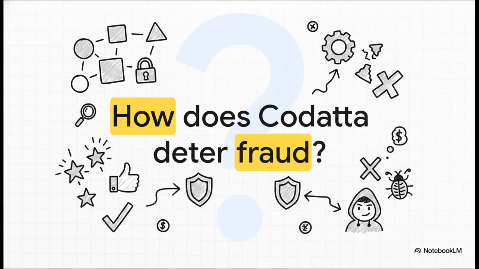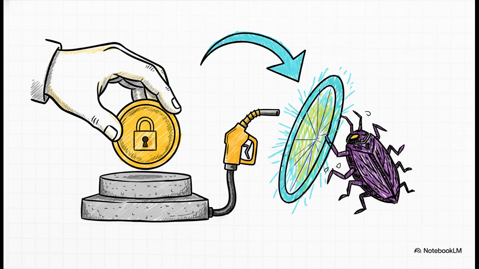How does Codatta actually ensure quality and deter fraud? Because if anyone can interact with the network, how do you stop bad actors from just spamming the system or submitting garbage work? Well, the answer lies directly in the token mechanics themselves. By requiring submission gas to be paid in X and Y, the network instantly deters spam.